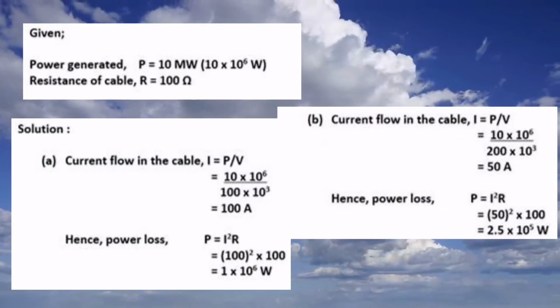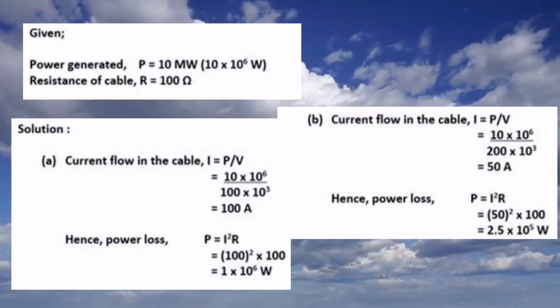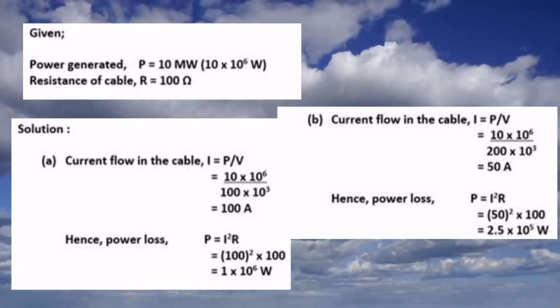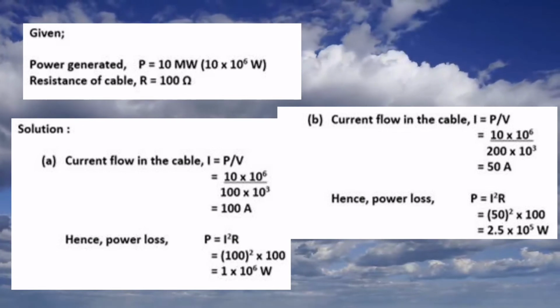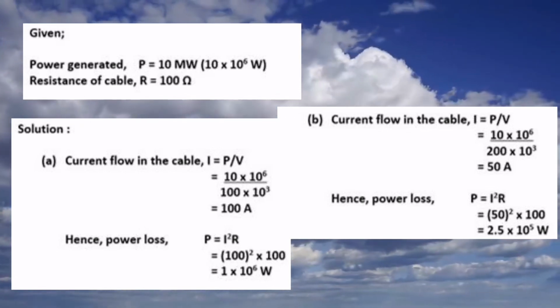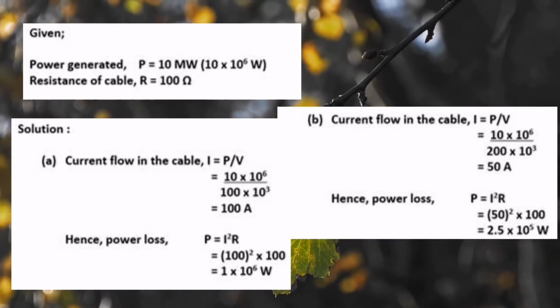You are given a power generated where P is 10 megawatt, and the resistance in the cable is given, R is 100 ohm. So how to find the power loss in both situations? First, we must find the amount of current flow. So how to find the amount of current flow?